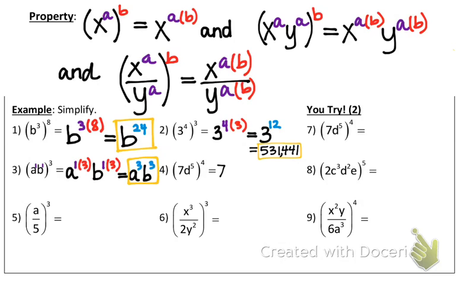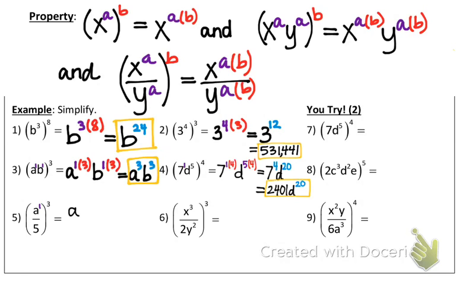In example 4, we have a coefficient of 7, which also has a power of 1. So this power of 1 is going to be multiplied by 4. And d to the 5th power will also be multiplied by the outside power of 4. So we have 7 to the 4th times d to the 20th. Since 7 to the 4th is a numerical answer, we can evaluate that to be 2,401 d to the 20th.